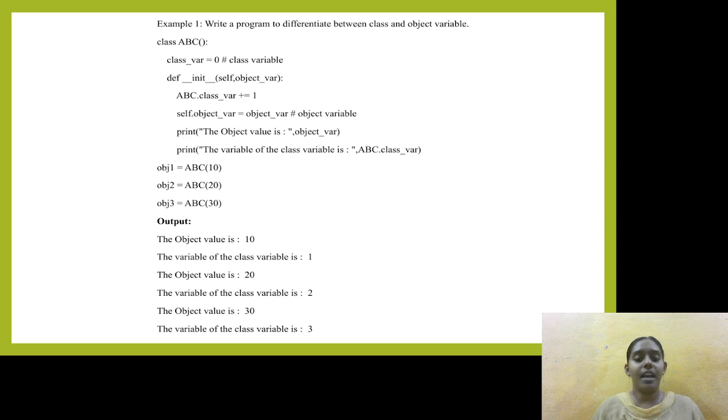First, the object value is 10. That is, we have created the first object and we are passing the value 10. The value of the class variable is 1, and for the second one we are passing the value 20. The value of the class variable is 2, and the object value is 30. The value of the class variable is 3.